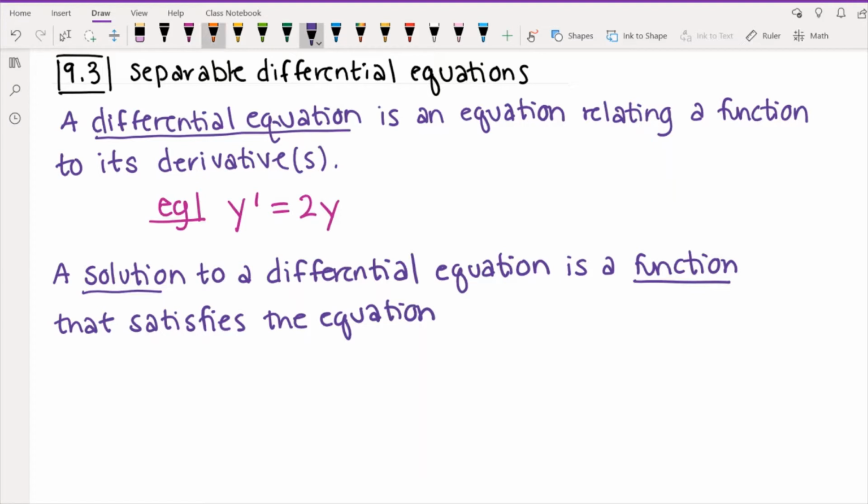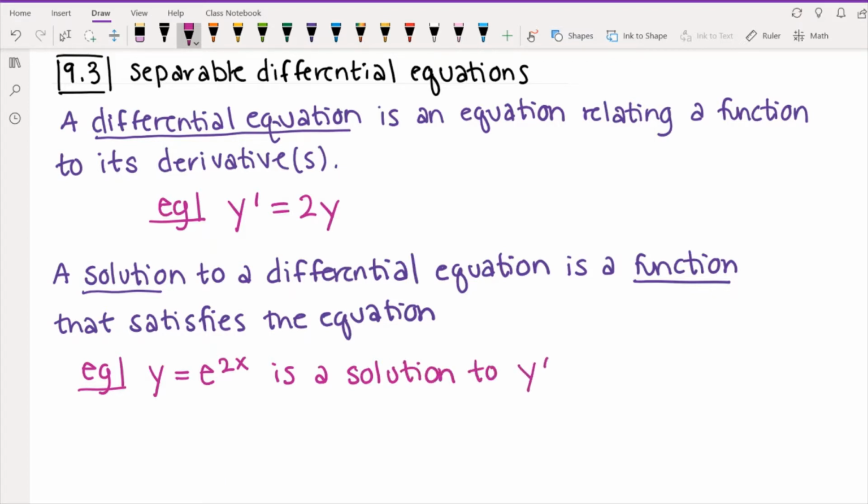So for example, we saw in the last video that the function y is equal to e to the 2x is a solution to the differential equation y prime is equal to 2 times y. Because if you take the derivative of y is equal to e to the 2x, you get 2 times e to the 2x. So you get 2 times your original function.